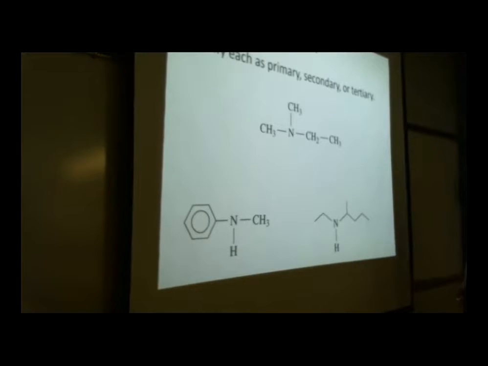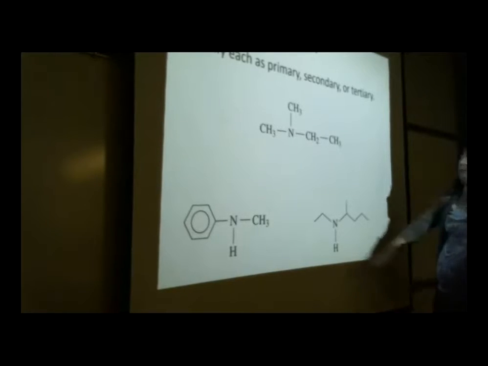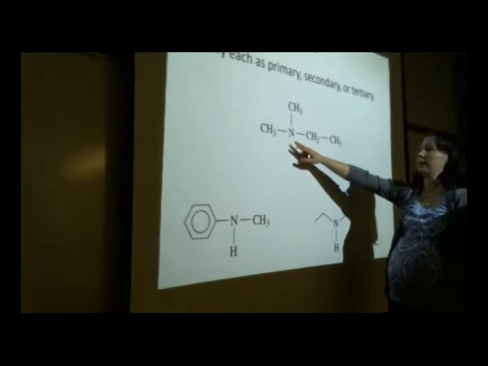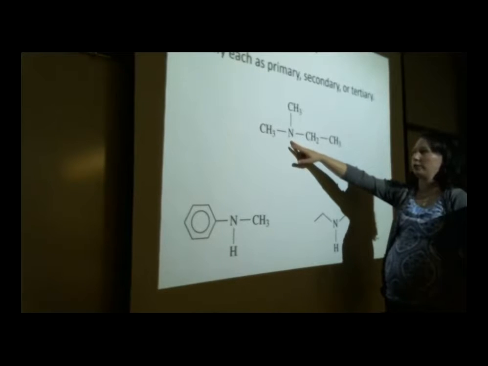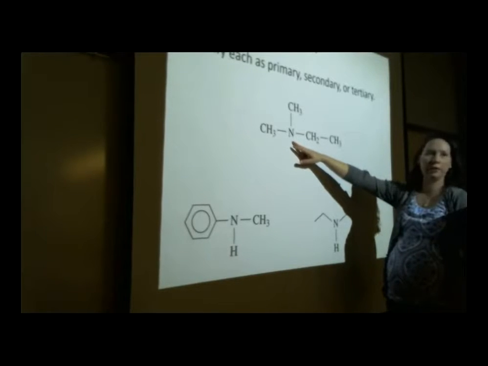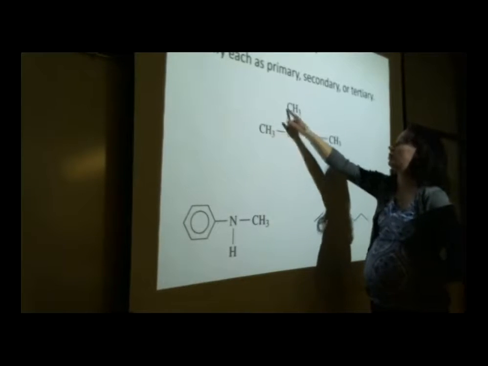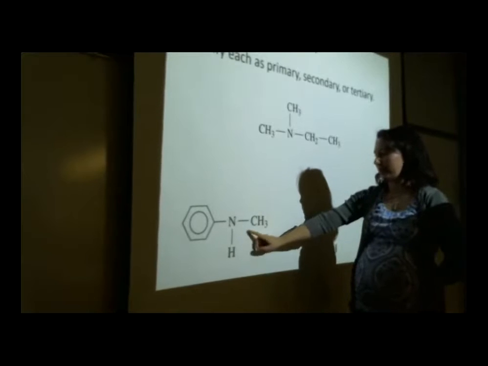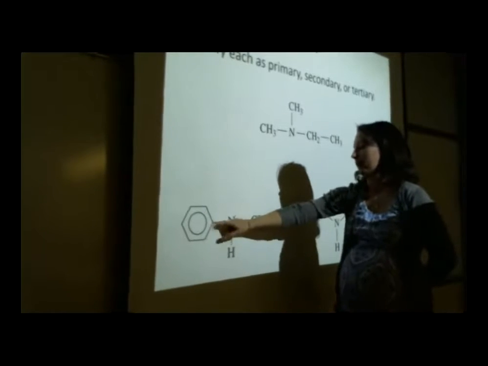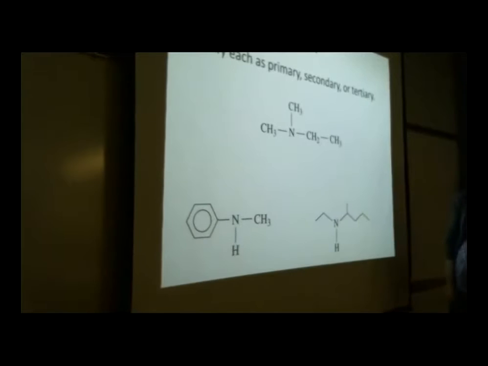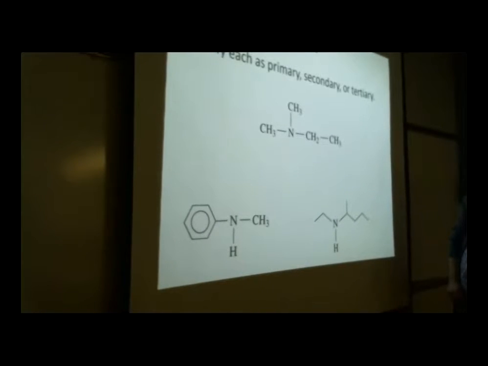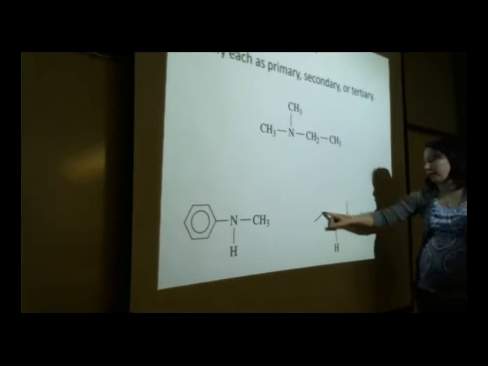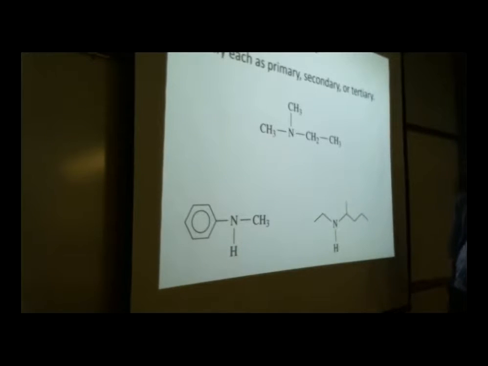So let's take a second and classify these as primary, secondary, or tertiary. What would this one be? Now, I didn't draw the lone pair, but you can tell just by looking at it. Primary, secondary, or tertiary? That'd be tertiary, right? It's attached to 1, 2, 3 carbons. What about this one? That'd be secondary, right? Because that's a carbon and that's a carbon. And then what would this one be? That's also secondary, right? Because that's a carbon and that's a carbon.